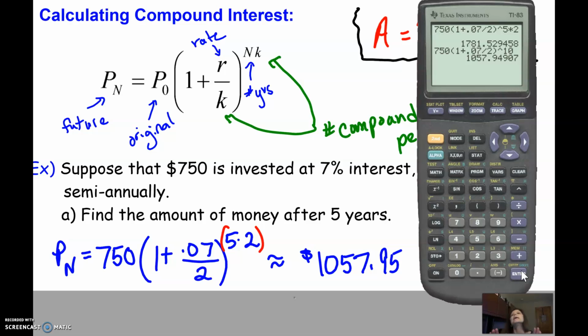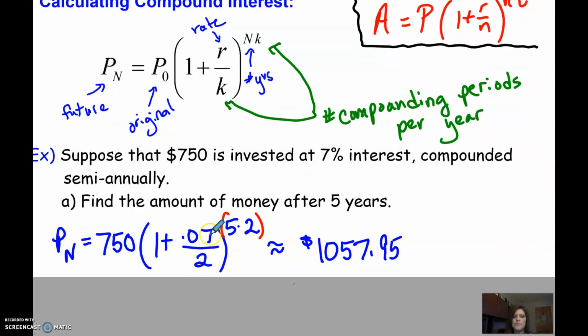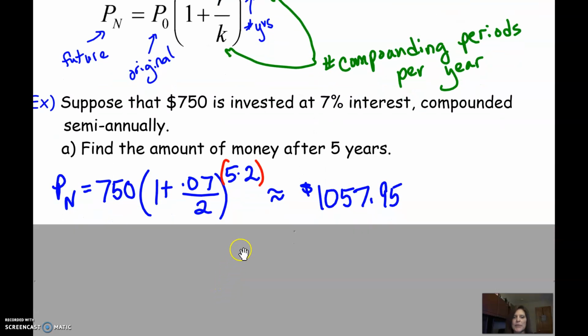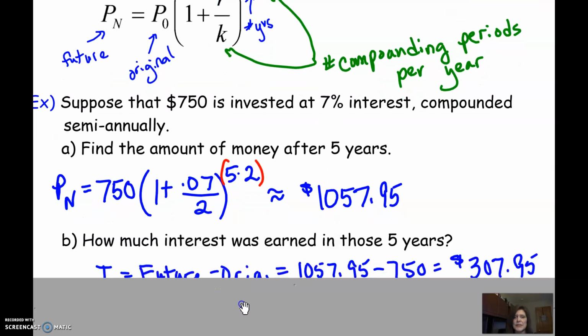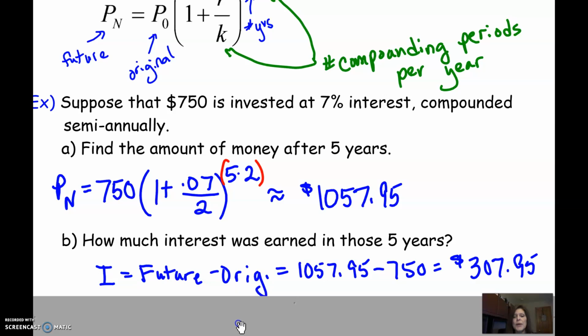Okay, so the formulas are given to you. Most of the time it's going to be pretty straightforward to know which one to use, but you have to know how to communicate with your calculator and that technology so that we can get an accurate answer out of that. All right, well, there's one more piece to this problem. It says, well, how much interest is there? Well, remember, interest is the future amount minus what you invested. So our future amount we just calculated, the original was the $750, so we had $307 in interest.